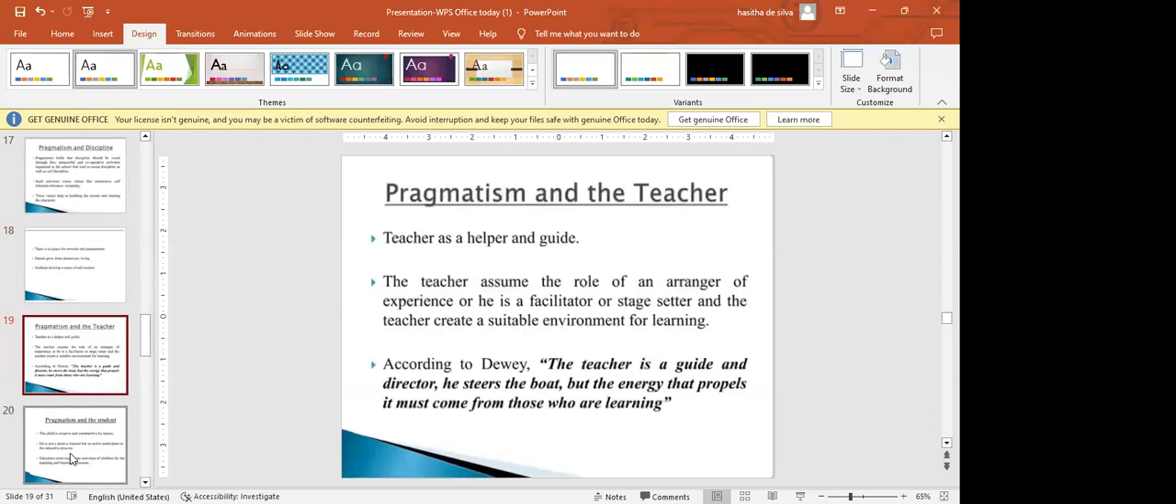The teacher should be a helper and guide, guiding children's learning by doing, not emphasizing the importance of rote learning. She or he should encourage children to learn by doing. The teacher assumes the role of an arranger of experience, a facilitator or stage setter, and creates a suitable environment for learning. According to Dewey, the teacher is a guide and director. He steers the boat, but the energy that propels it must come from those who are learning.